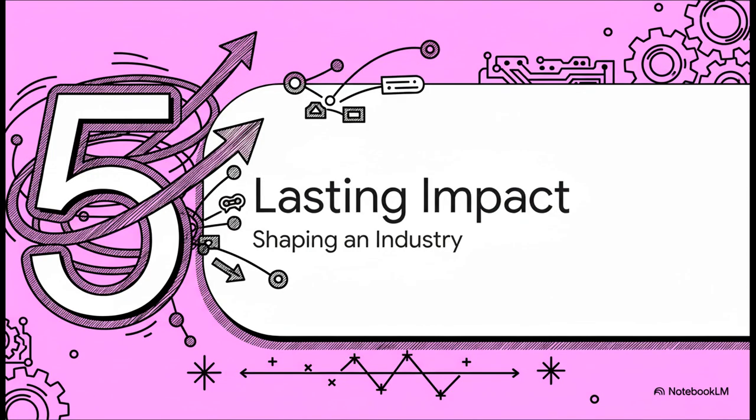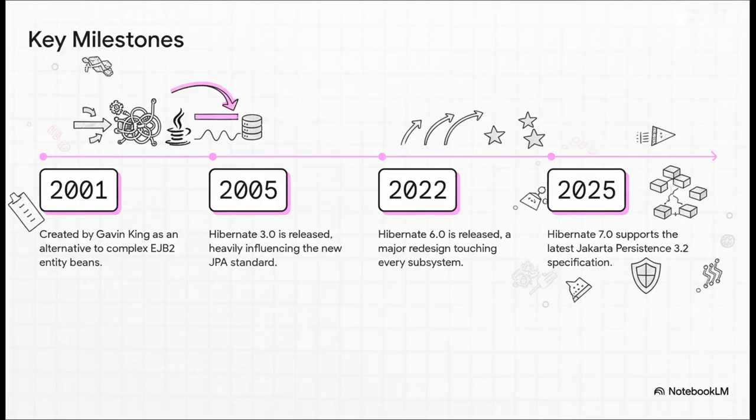So with all this innovation, it's really no surprise that Hibernate has had this huge, lasting impact, not just on the world of Java, but really on the entire software industry. I mean, just look at its history. It was created way back in 2001 by Gavin King, basically as a rebellion against the super heavyweight standards of the time, specifically something called EJB2 entity beans, which were just a nightmare of boilerplate code. Hibernate was this lightweight, powerful alternative.